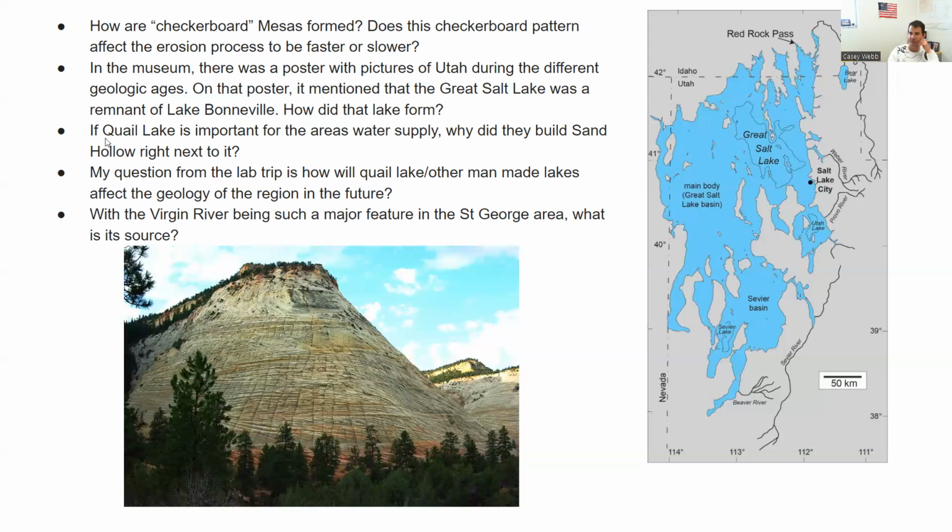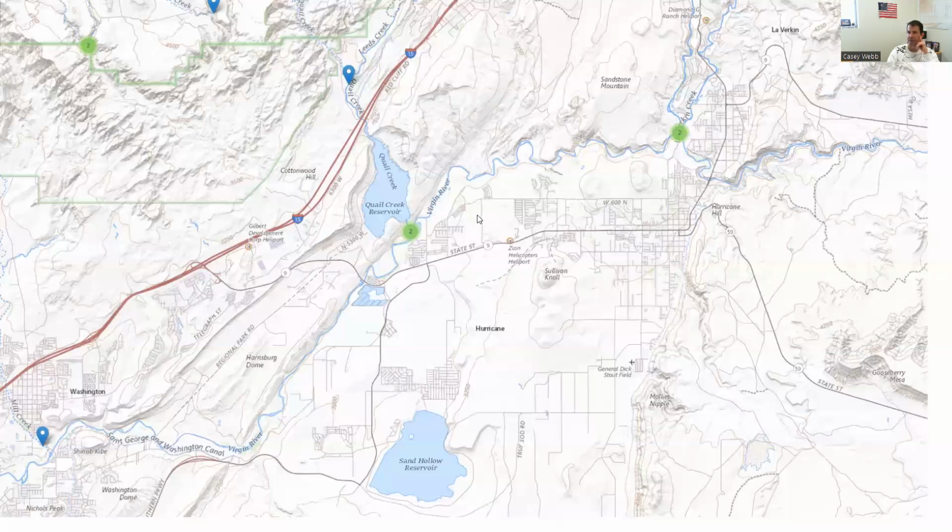Okay, next couple questions. If Quail Lake is important for the area's water supply, why did they build Sand Hollow? How will Quail Lake and other man-made lakes affect the geology of the region in the future? And with the Virgin River being such a major force in the St. George area, what is its source? So I have a map that shows the water resources of our field trip area. So here we have Quail Creek. Quail Creek Reservoir is the result of building a dam to block off Quail Creek itself, so the water collects there.